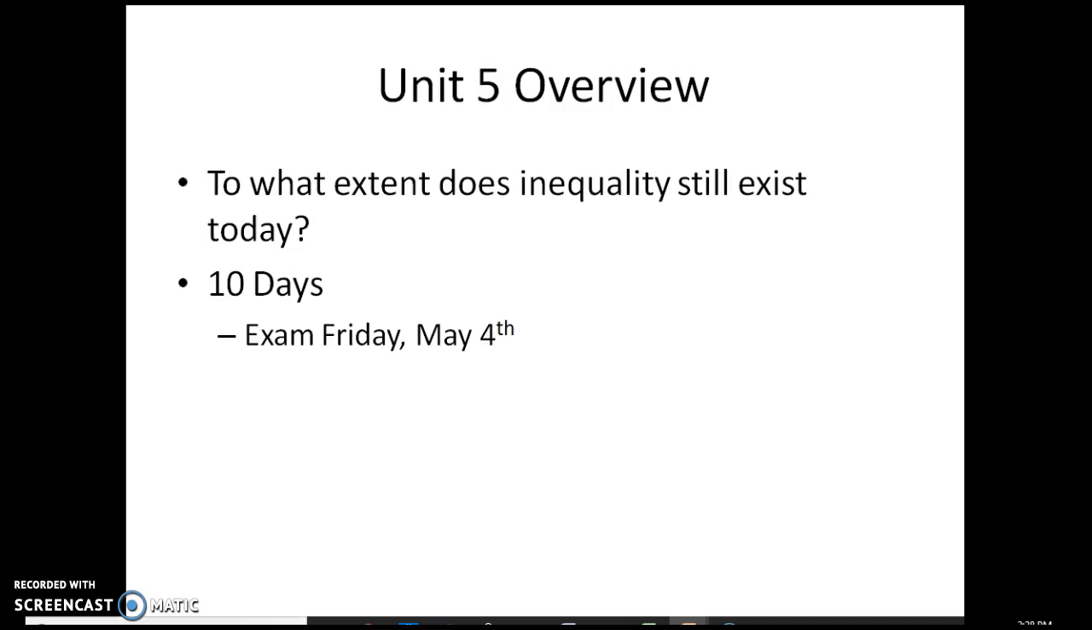To give you a basic idea of what we're going to be doing for the next unit, things are going to change slightly. Our unit focus for this unit is going to be to what extent does inequality still exist in today's society. It's going to take us 10 days to do this unit, which means that your exam for this unit will be Friday, May 4th.